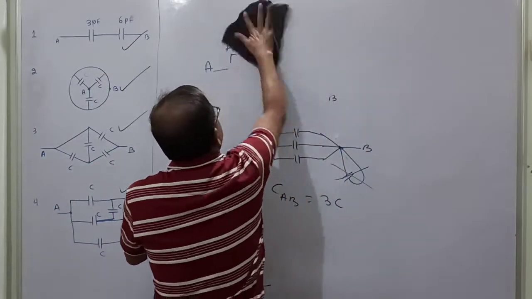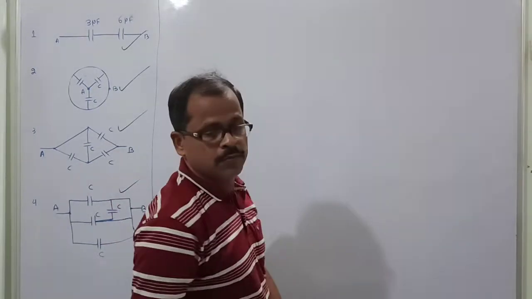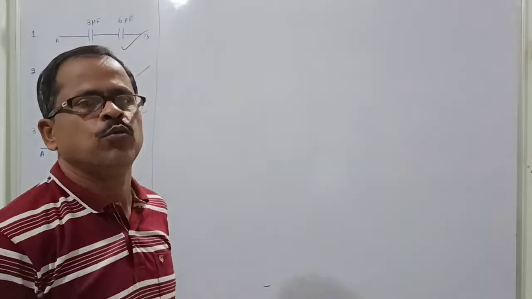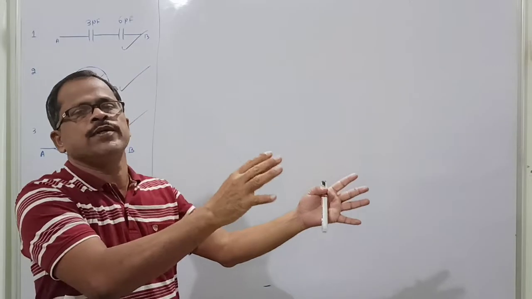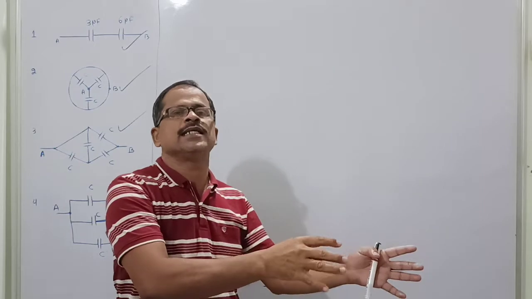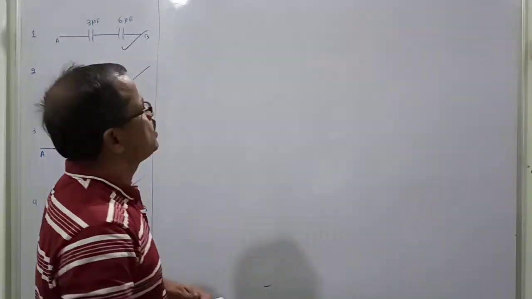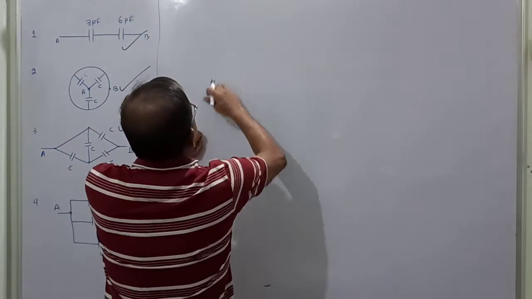Next question. The next question will be on some symmetric connection. One side is symmetric to another side. One side is the image of the other side. So if this is the case, then how to solve the problem? Look, this is my first problem on symmetric connection.